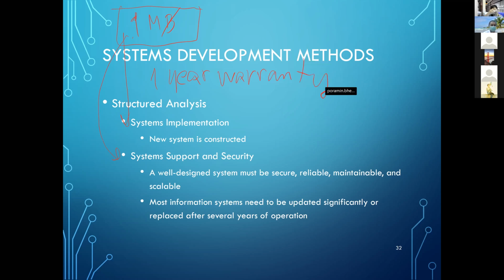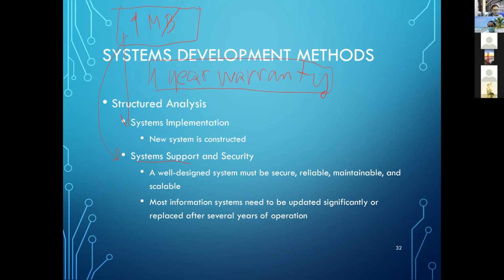That means system support and security. For the system support, it's 1 year. In 1 year, you are responsible for the system. If there is some problem, you have to fix it for them. If they find a bug within 1 year, you have to give them the service. It depends on the agreement, okay?